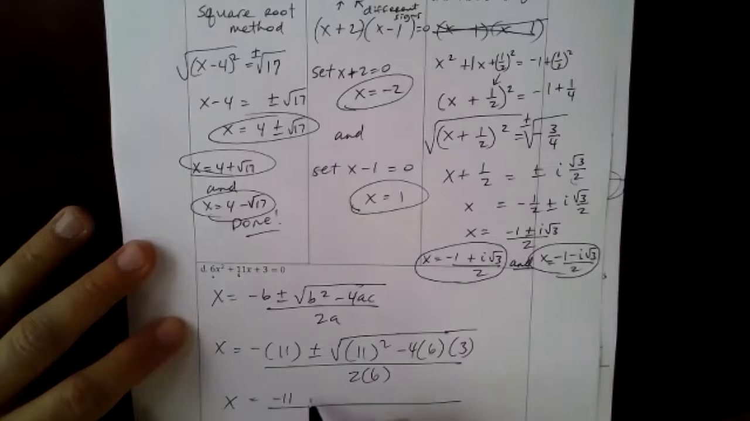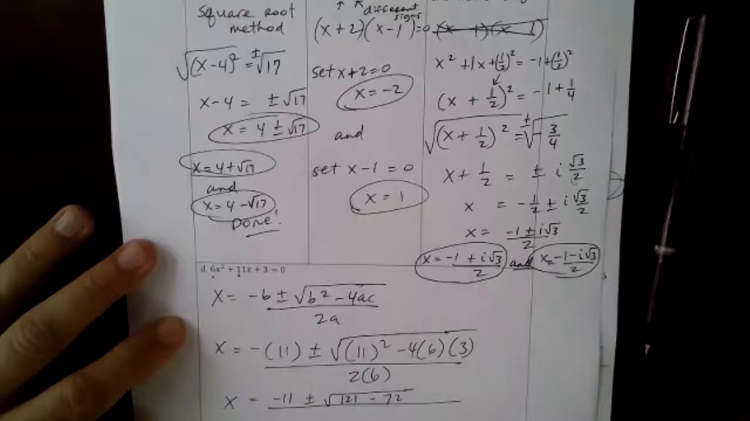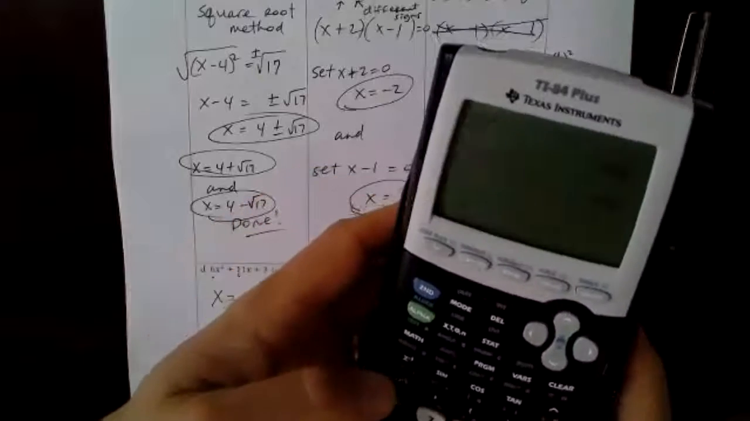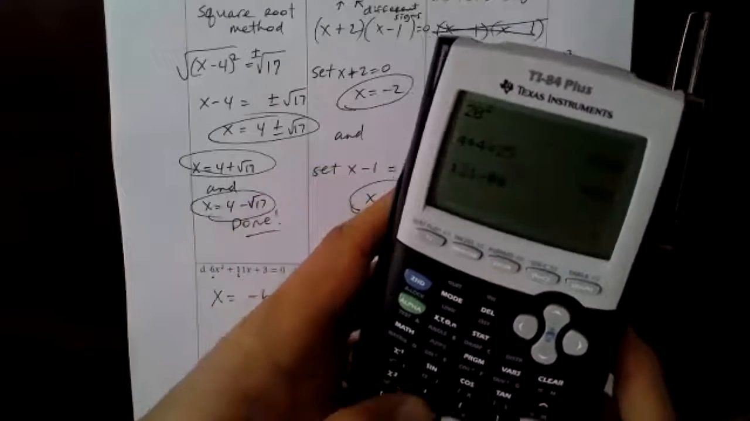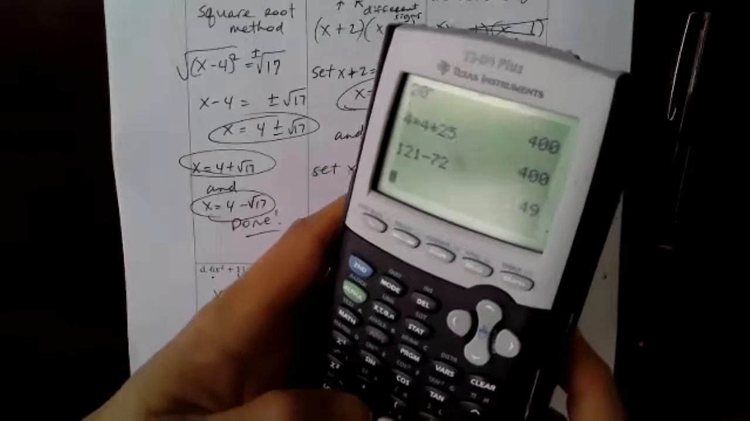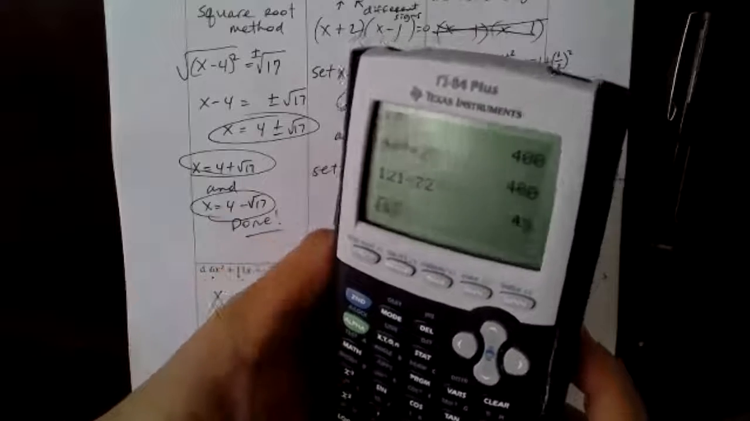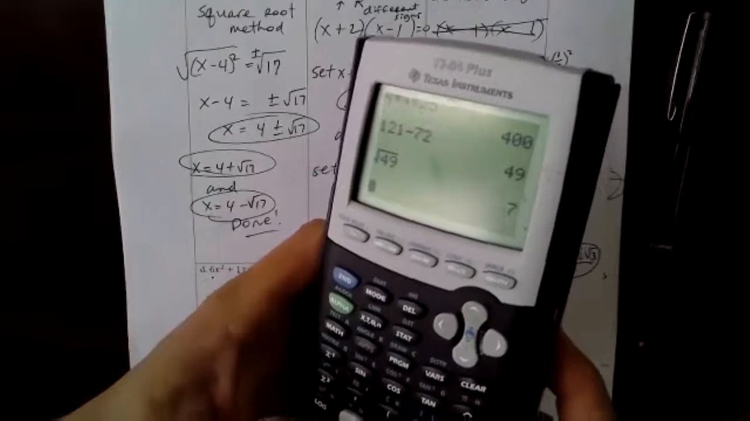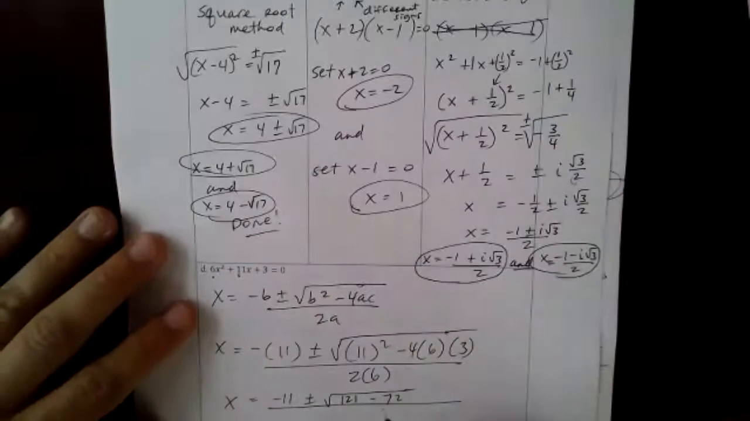So it's negative 11 plus or minus the square root of 121 minus 12 times 6 is 72. And then 121 take away 72 is 49. That's a perfect square. The square root of 49 is 7. See that? So it's a perfect square. We're going to have a rational answer at the bottom. So x equals, all right.